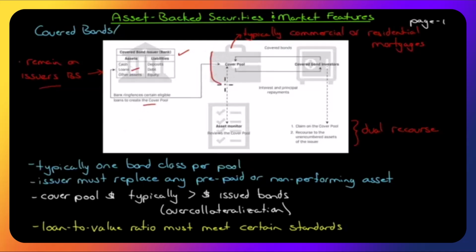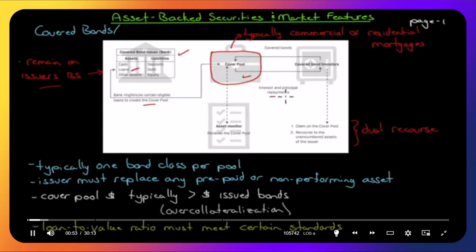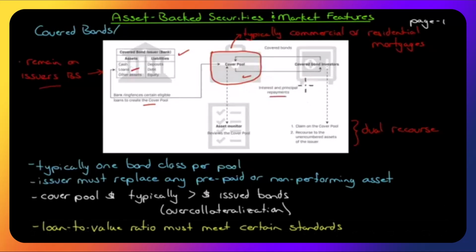So let's just imagine this is your cover pool over here. These, again, stay on the balance sheet, and bonds are sold against this collateral. And this collateral provides the interest and principal repayments. To make sure that the bank is being honest about the covered pool and the fact that they are segregated, and that those assets do meet the specifications required, there is an asset monitor that reviews the covered pool.